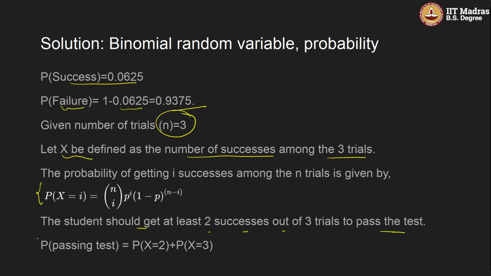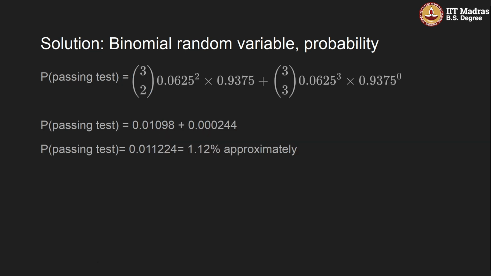So passing the test will be equal to the probability at point 2 plus the probability at point 3. It is the probability that X is greater than or equal to 2. By using the PMF, we can calculate these probabilities. So the probability of passing the test will be equal to 0.011224, which is approximately 1.12%.